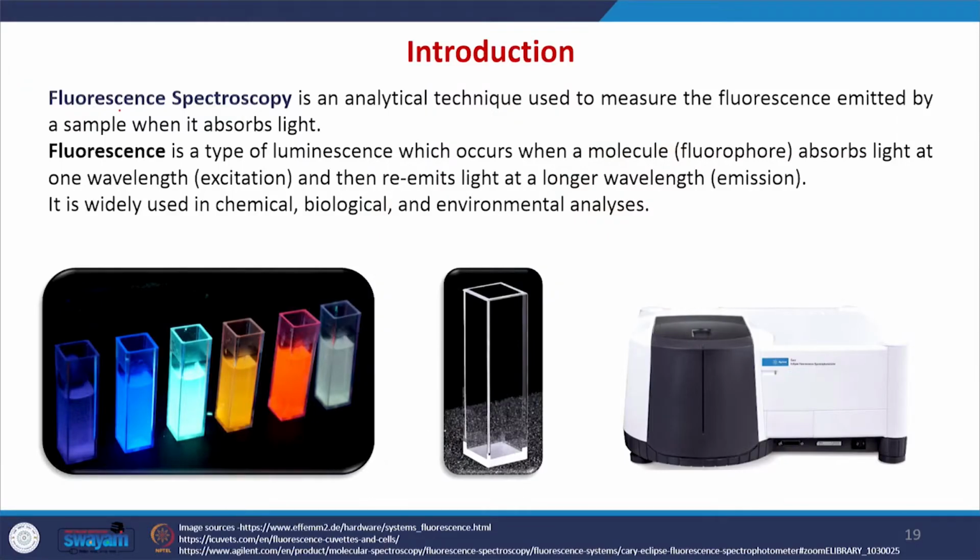The next technique we are going to learn in today's lecture is fluorescence spectroscopy. Fluorescence spectroscopy is an analytical technique used to measure the fluorescence emitted by a sample when it absorbs light. Fluorescence is a type of luminescence which occurs when a molecule, that is a fluorophore, absorbs light at one wavelength, that is the excitation wavelength, and then re-emits light at a longer wavelength, that is the emission. This fluorescence spectroscopy is widely used in chemical, biological and environmental analysis.